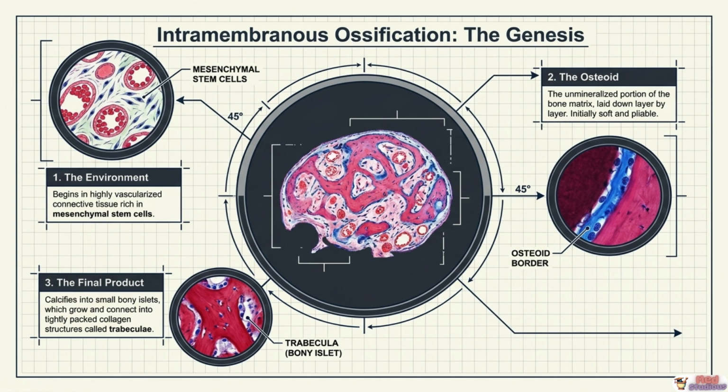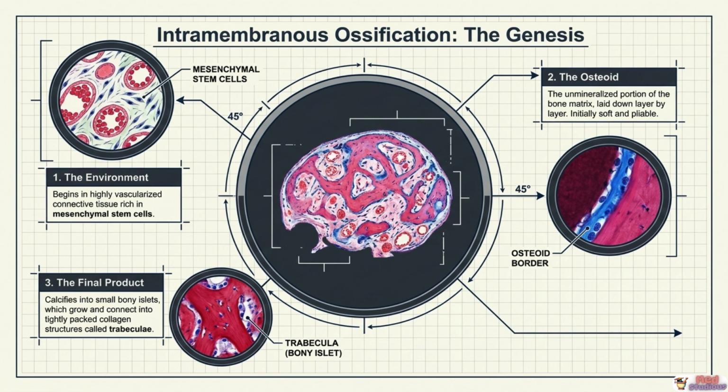Stage 3 is the final product. Once the osteoid reaches a critical threshold, osteoblasts secrete alkaline phosphatase, an enzyme that hydrolyzes local inhibitors of mineralization and elevates the local concentration of inorganic phosphate. Hydroxyapatite crystals, calcium phosphate, begin nucleating within the collagen framework, hardening the matrix. Small islands of calcified bone, called trabeculae or bony islets, form first, then grow and fuse into a progressively more solid structure.